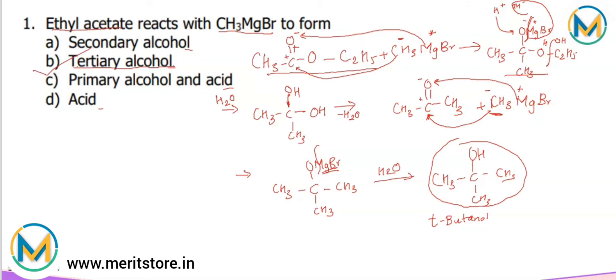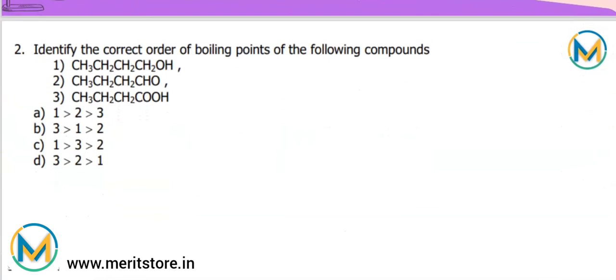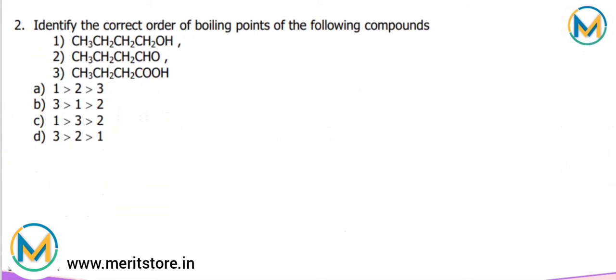Looking towards the next question: identify the correct order of boiling points of the following compounds. So first, if you look here, it's an alcohol. This compound is an aldehyde and this compound is a carboxylic acid. Now this COOH group and the OH group of an alcohol form hydrogen bonds in water or with each other, by which they have high boiling points.